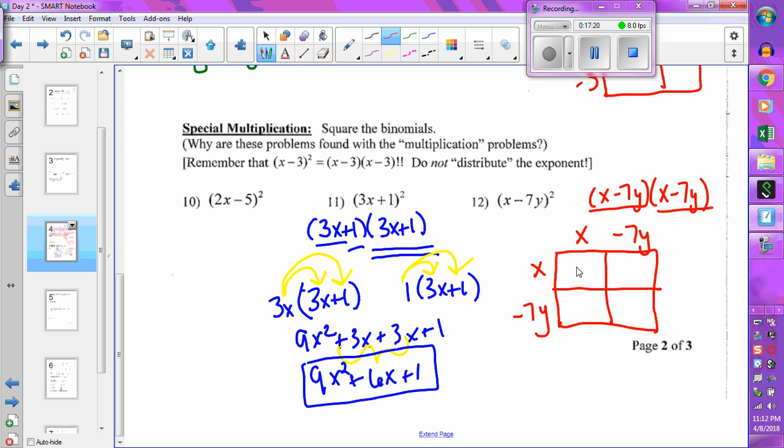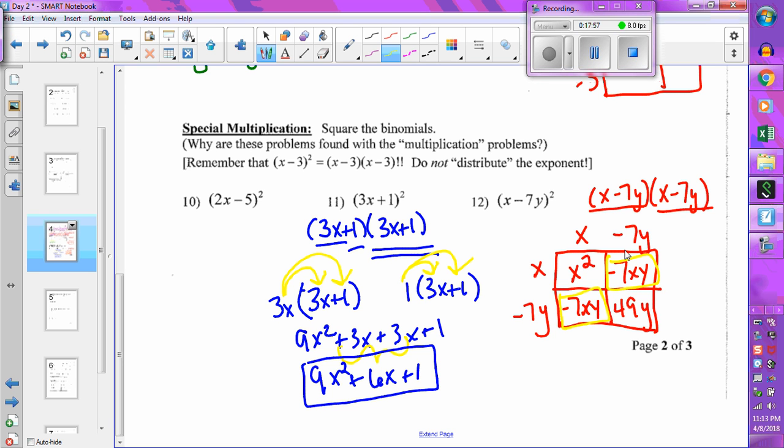Let's multiply these. This is going to give me x squared. Let's multiply this right here. This is going to give me a negative 7xy. Okay? This right here is going to give me a negative 7xy. A negative 7y and a negative 7y is going to give me a what? Positive 49y squared. Now we get to do what we always do. I'm going to put a box around it. We get to combine our like terms.